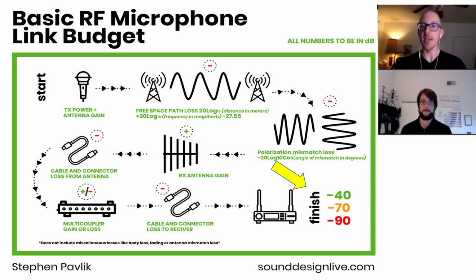Do the colors mean anything? So is -40 good and -90 is bad? Yes, this is something I want to talk about and specify a little bit. So -90 is definitely bad. A lot of receivers, their noise floor is close to -100 dB or dBm.